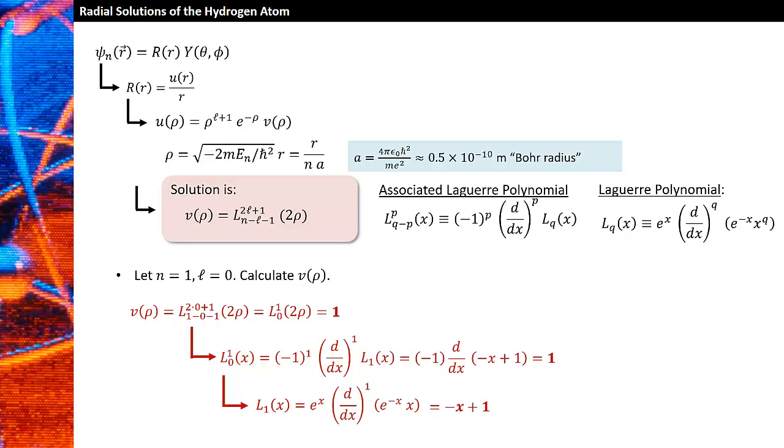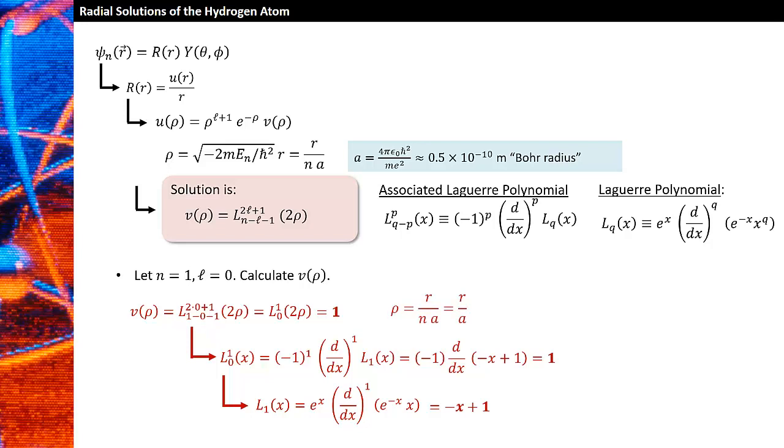All right, we're making progress now. We're pretty close to calculating the ground state wave function for the hydrogen atom. So let's keep going. Let's go back up the chain. Now that we have v of rho, let's plug this in and figure out what u of rho is for this particular value of n and L.